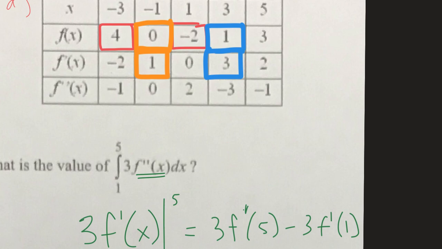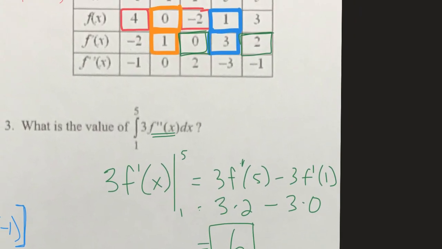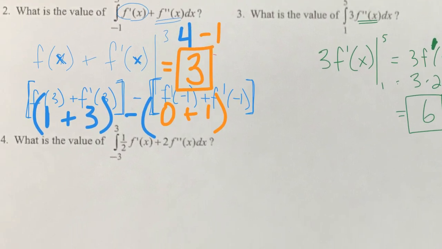Okay, so at 5, f prime is 2. So 3 times 2 minus 3 times f prime at 1, which is 0. So 3 times 2 minus 3 times 0 is just 6. Okay, so we use the table of values and our antiderivative, and then we evaluate it at your two endpoints. Okay, so that's pretty good.